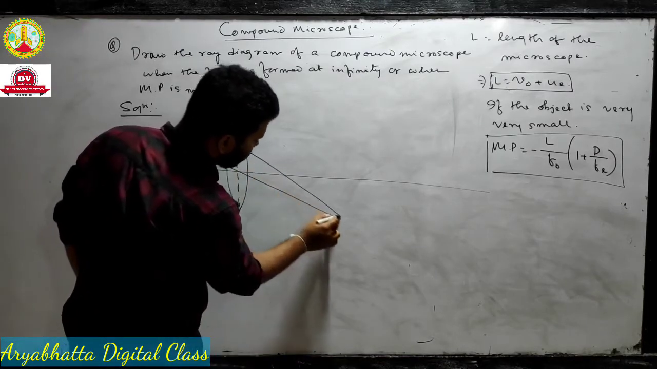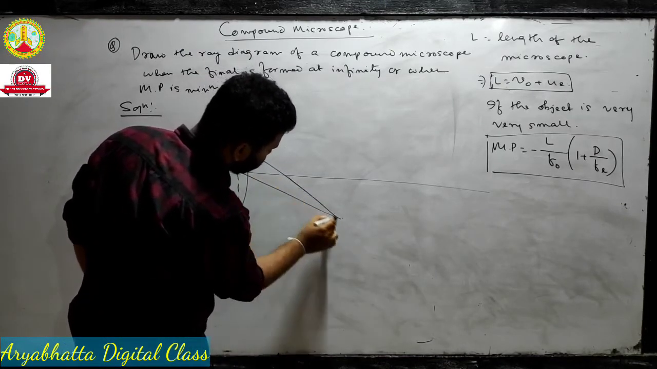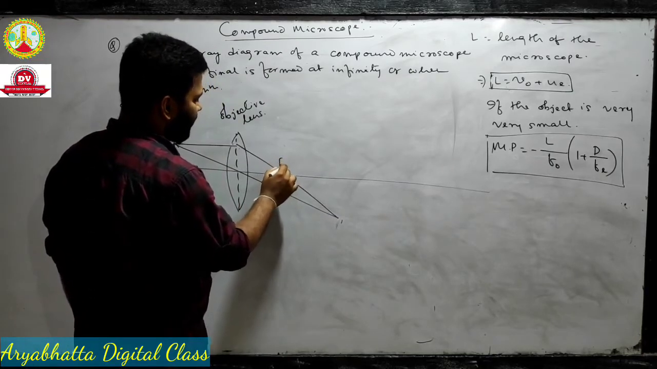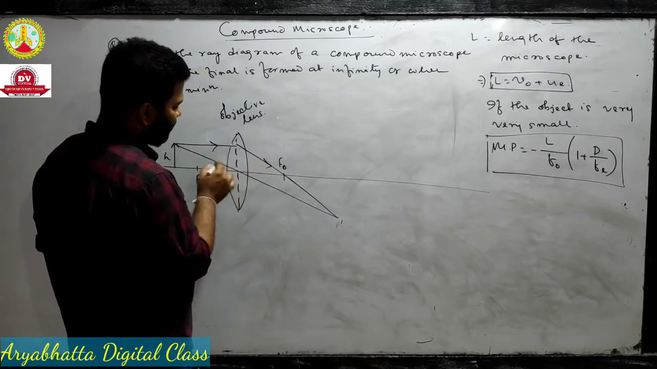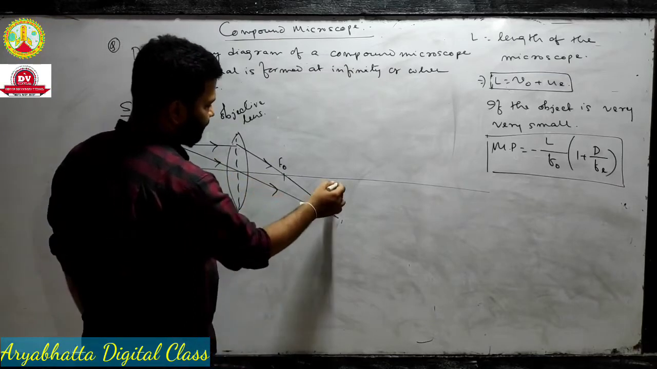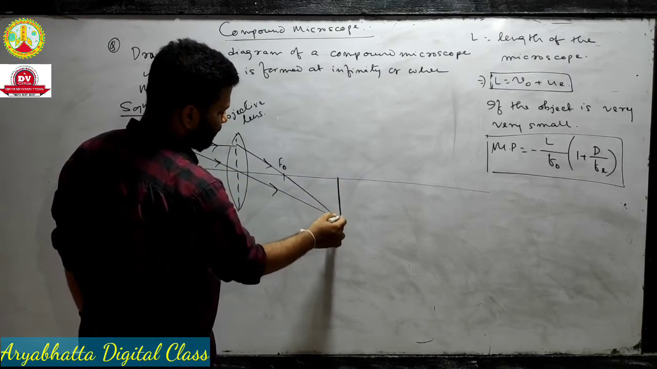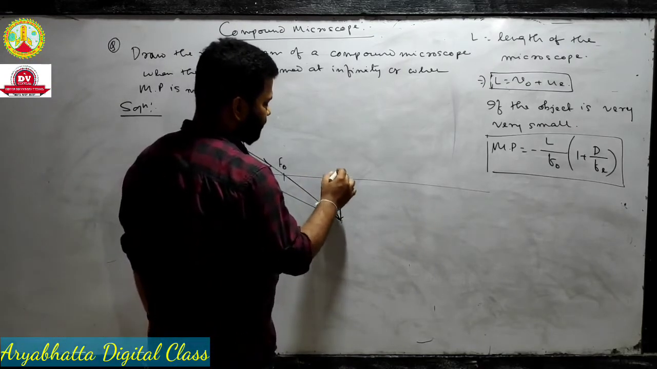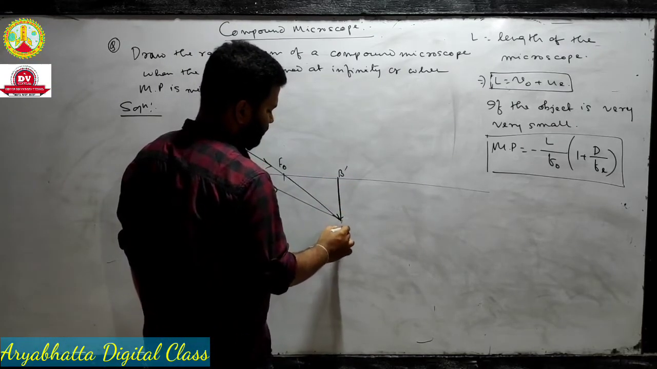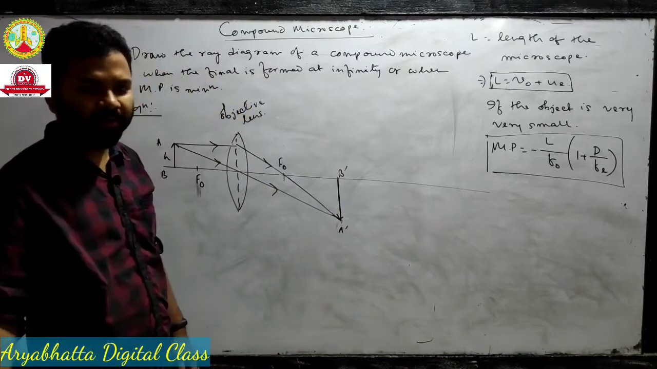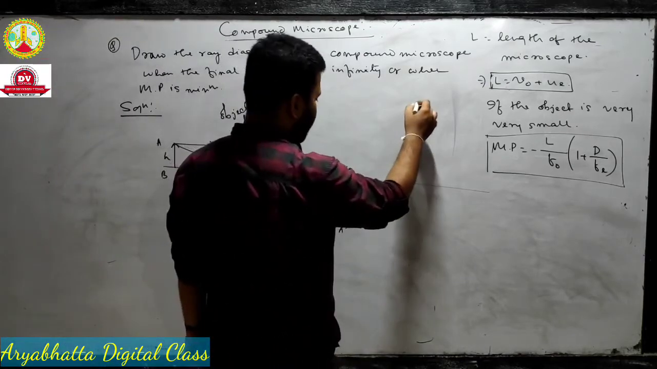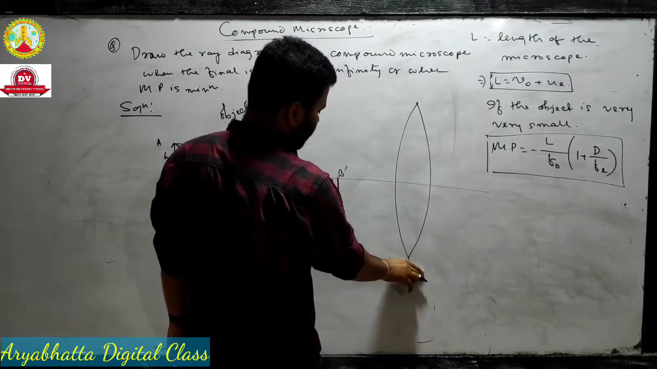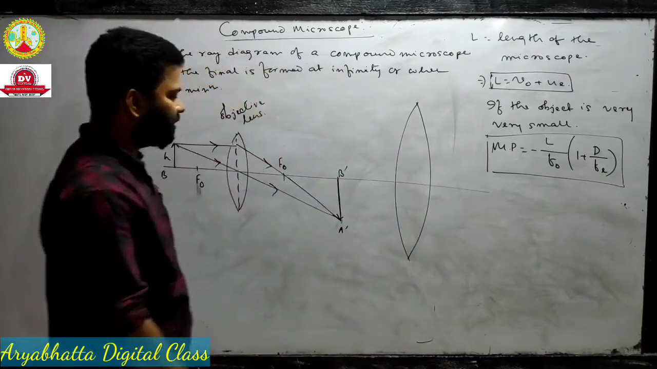So here they are making the final image at, suppose, this position. This is the F naught on the right-hand side. This is where the image is formed. This one will be B dash, this one will be A dash. Now if we draw here, the eye lens has greater curvature, which means greater focal length.